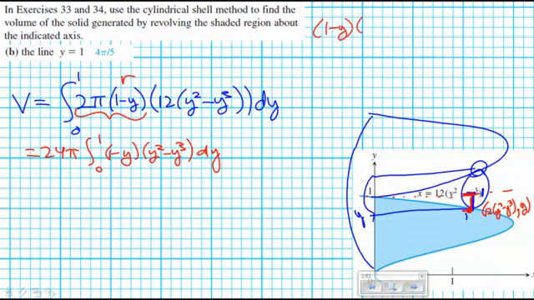1 minus y times y squared minus y cubed. 1 times y squared is y squared. Negative y times y squared is negative y cubed. 1 times negative y cubed is minus y cubed. And negative y times negative y cubed is plus y to the fourth. So it looks like we get y squared minus 2y cubed plus y to the fourth. Darn algebra. Getting in the way of all this really nice calculus.